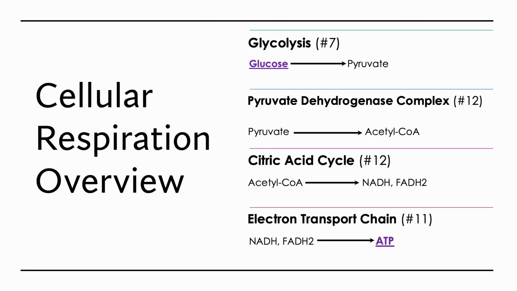We start off with glycolysis, in which one of our starting materials, glucose, is converted to pyruvate. Pyruvate is then converted to acetyl-CoA in the pyruvate dehydrogenase complex. This acetyl-CoA can then enter the citric acid cycle, in which high-energy electron carriers such as NADH and FADH2 are formed. These high-energy electron carriers can then enter the electron transport chain to help generate ATP.